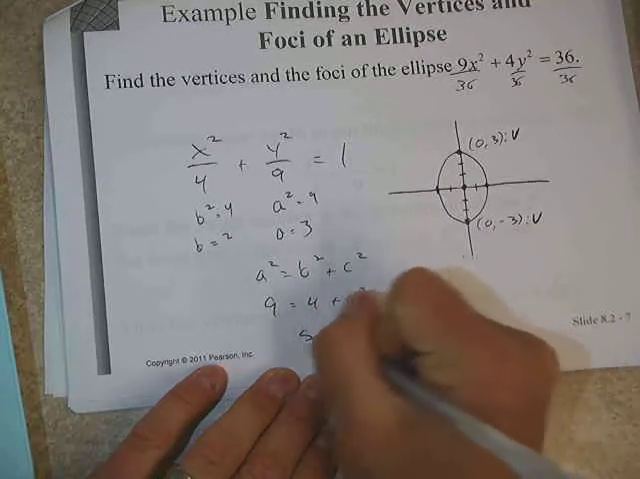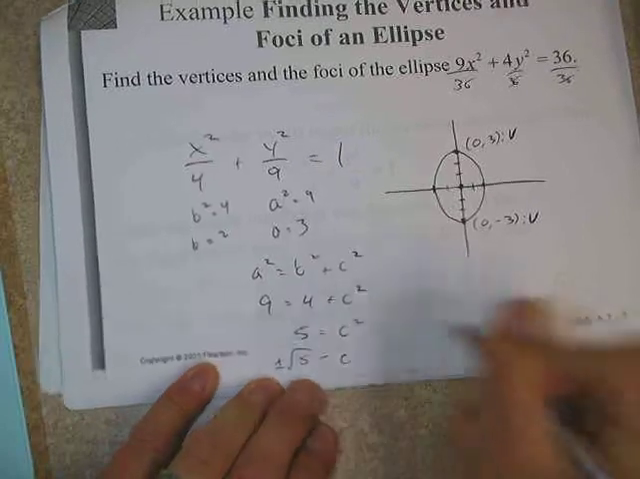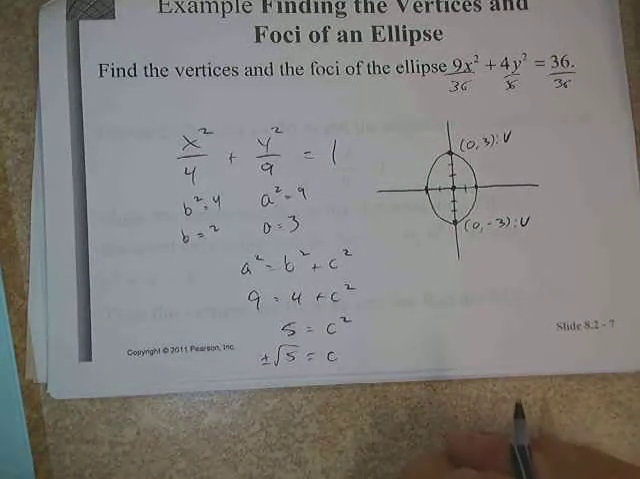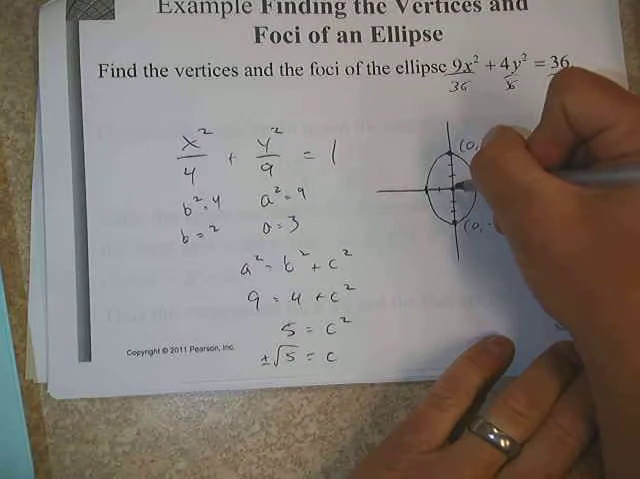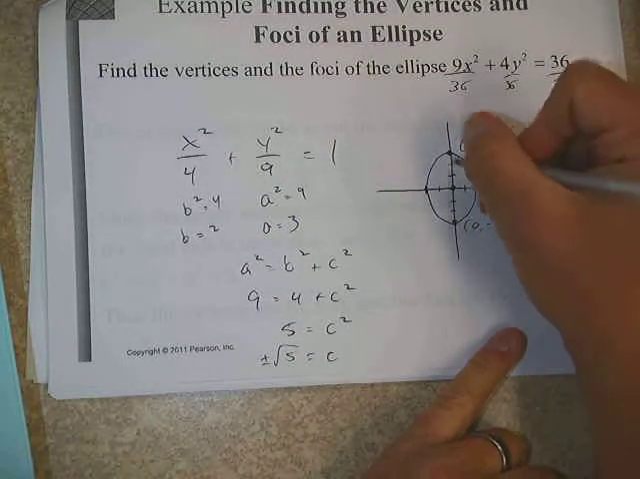So we know that a squared equals b squared plus c squared. So for us, that would be 9 equals 4 plus c squared. 5 would equal c squared. So we'd get c equals plus and minus the square root of 5. Okay? And that means that if we're going to find those, we start at the center.